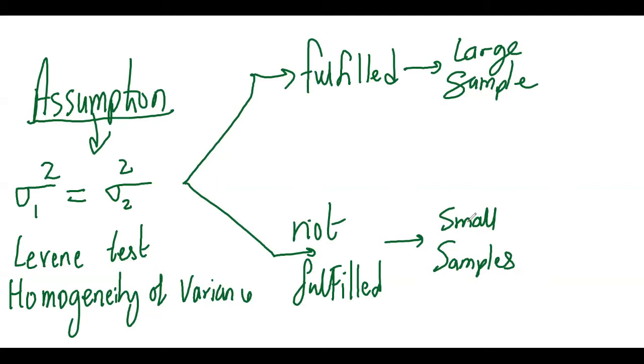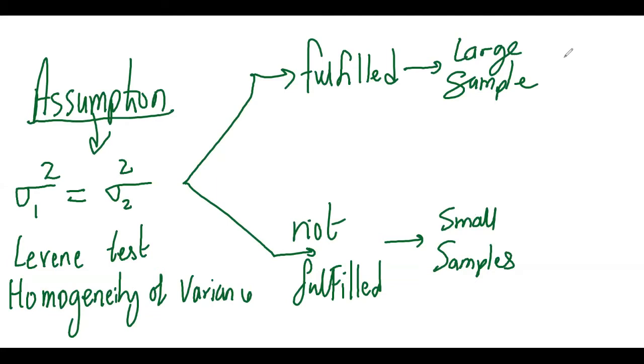In books, it is mentioned that if the sample size is less than 30 or more than 30, you can consider it large or not large. But in most research, they are not following this condition. They are following the condition of Levene's test. If Levene's test is fulfilled, then we can say the sample is large. And if Levene's test is not fulfilled, then we assume that the samples are small.